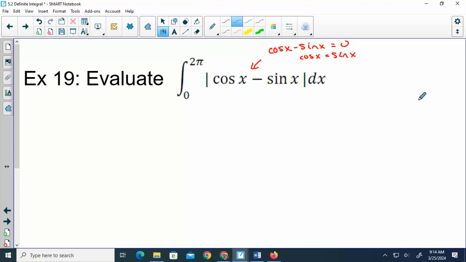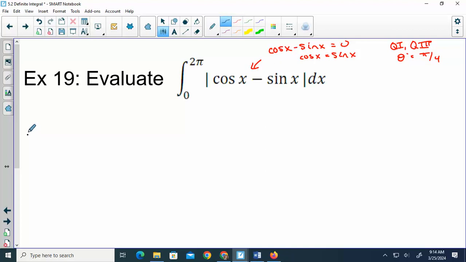If sine and cosine are the same, that means they're either both positive or both negative, right? In which quadrants are they both positive? 1. In which quadrant are they both negative? 3. So we're going to get 2 answers. Reference angle. When are sine and cosine the same? It's 45 degrees, in radians that would be pi over 4.